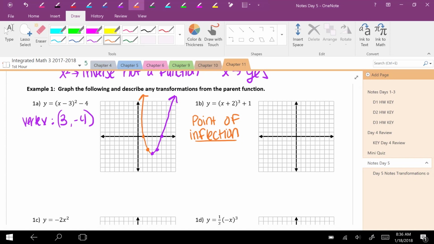So let's talk about this. Some of you are still graphing. Actually, I'll give you another 30 seconds. Some of you are already flying to the next problems. It's okay. Hopefully it is easy for you because it is review, this first page.